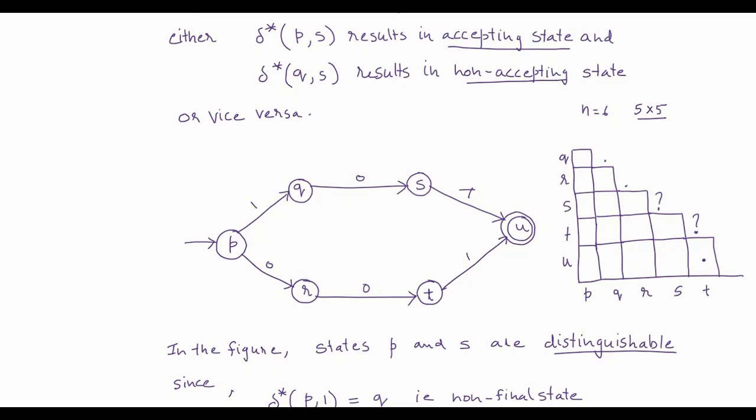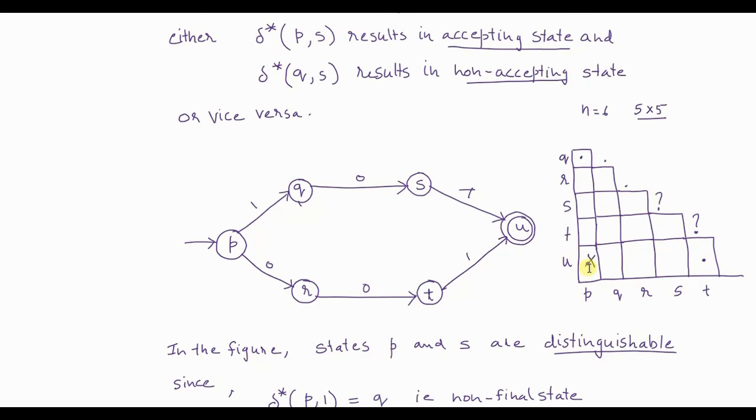Okay, so now let's see. State Q and state P, let's check for this cell. Q is a non-final state, P is also a non-final state. As a result, they are not distinguishable from each other, so I am not going to mark. I am going to mark only where U is a final state in the diagram, whereas state P is non-final. One is final, one is non-final, so I can say U and P are distinguishable from each other, so I will be marking this cell with X.